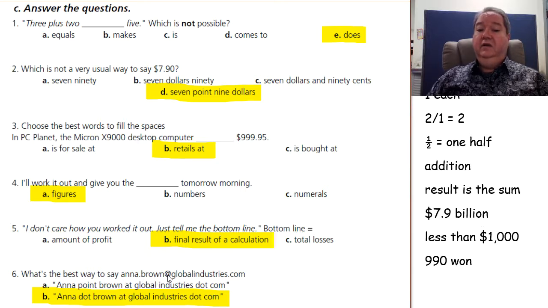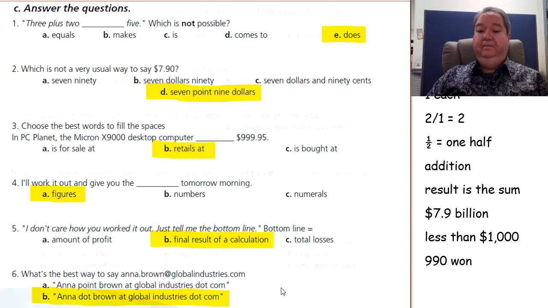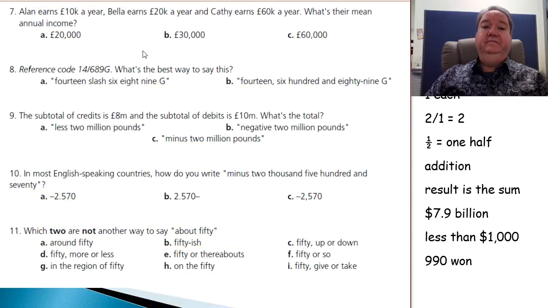Anna.Brown. This little thing here looks like the letter A with a little circle around it. That's at. globalindustries.com. Anna.Brown at globalindustries.com.